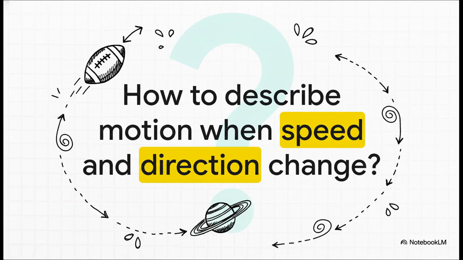So picture this. A quarterback throws a perfect spiral, or a planet gracefully orbits the sun. It's not just about how fast it's going, is it? The direction is constantly changing. Just talking about speed doesn't even begin to cover it. So how do we actually build a language to describe this kind of complex movement precisely?